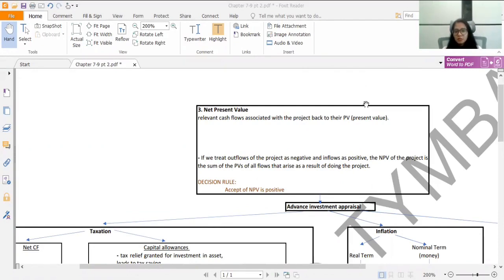So, net present value. As you already know, for net present value you need to use the concept of relevant cash flows, and you accept or reject a decision based on the value of your NPV. For example, if it's a positive NPV you accept, and if it's a negative NPV you reject. I think that is something you are aware of, and you do not have any issue with it.